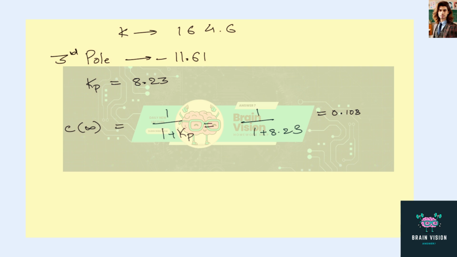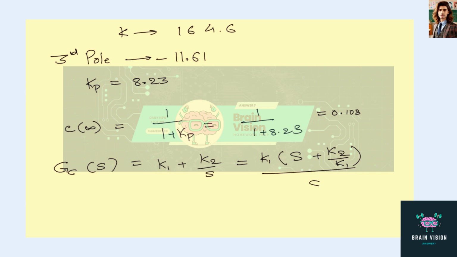Okay, so adding an ideal integral compensation, Gc of S would be equal to K1 plus K2 divided by S, which would be equal to K1 times (S plus K2 divided by K1), whole divided by S.